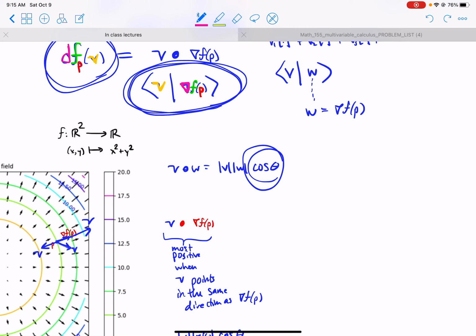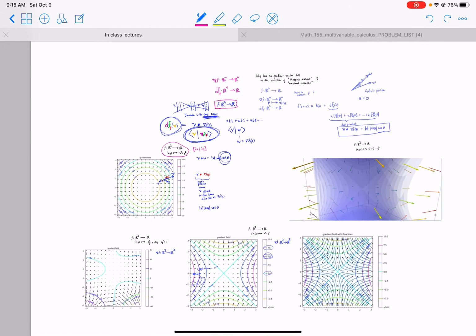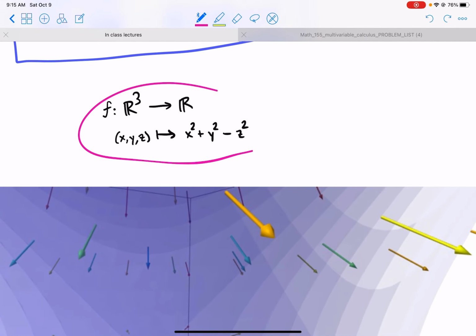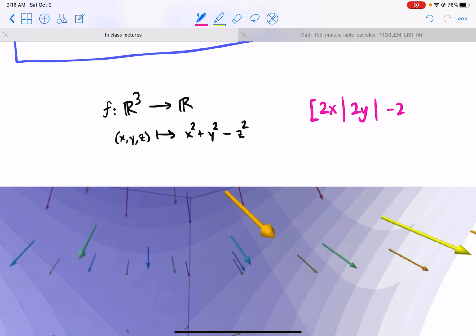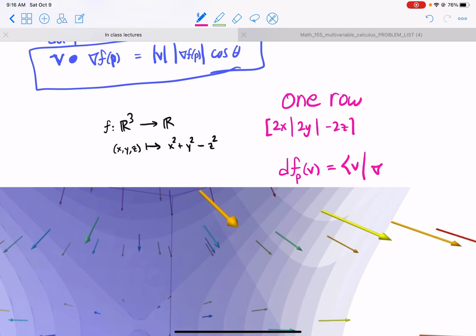Right? What was the Jacobian for this function? It's the first partial derivative, and then the second column is the second. And you see, because there's one output, there's just one row. Okay, let's look at that again over here. Here's another function. What's its Jacobian? Well, partial x gives 2x. Partial y gives 2y. Partial z gives minus 2z. And you see there's one row. One row Jacobian. And so that's why we can now write the derivative, only in this case, as a dot product with the gradient.